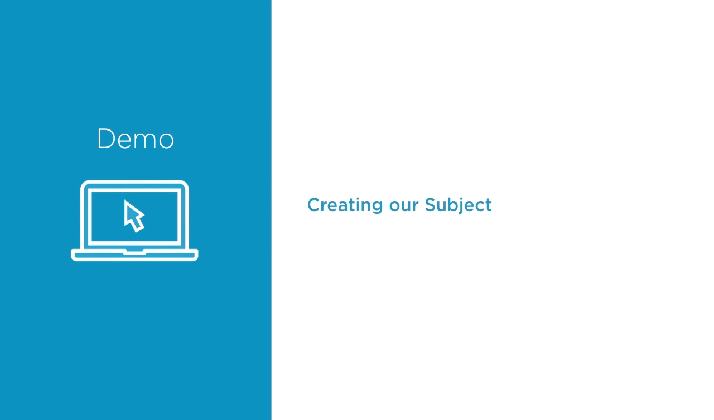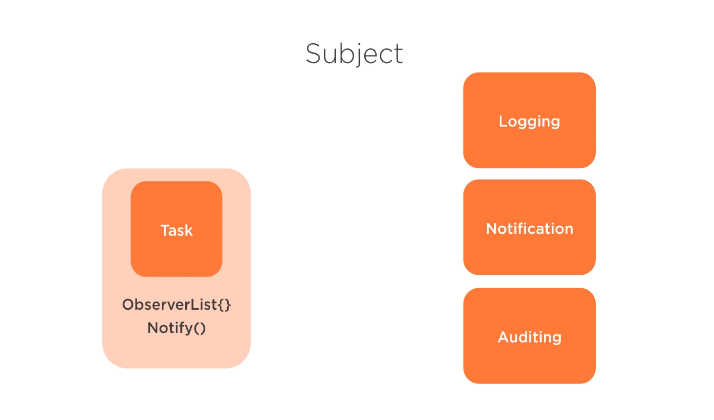All right, now the last piece of this puzzle is our subject. We've done our observers, we've done our observer lists. Now let's create our subject so we can make this whole thing work. Now what we want to do is make our task a subject. But if you've been watching this course long enough, you kind of know my feelings on messing with things that already work. So I don't want to make task a subject by adding observer list and notify to task, because task already works. I don't want to mess with it.